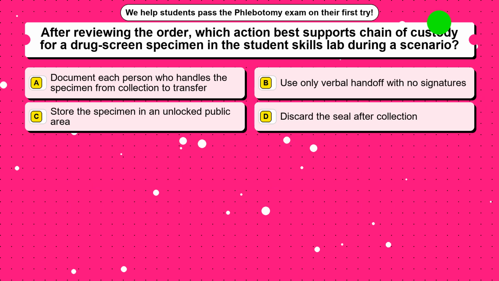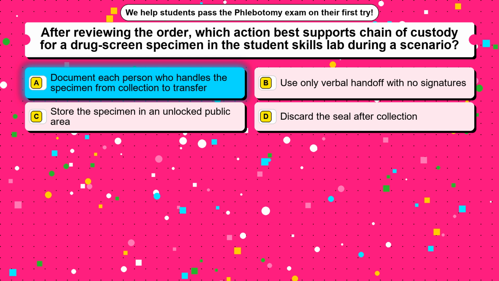Question 76. After reviewing the order, which action best supports chain of custody for a drug screen specimen in the student skills lab during a scenario? Option A. Document each person who handles the specimen from collection to transfer. Option B. Use only verbal handoff with no signatures. Option C. Store the specimen in an unlocked public area. Option D. Discard the seal after collection.